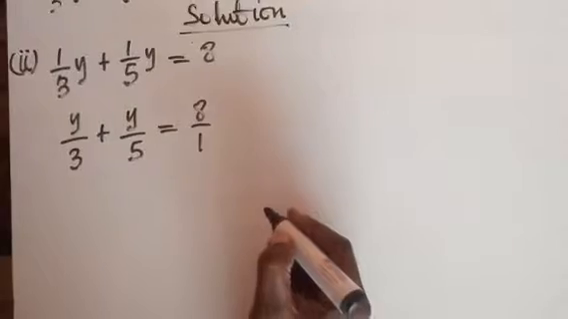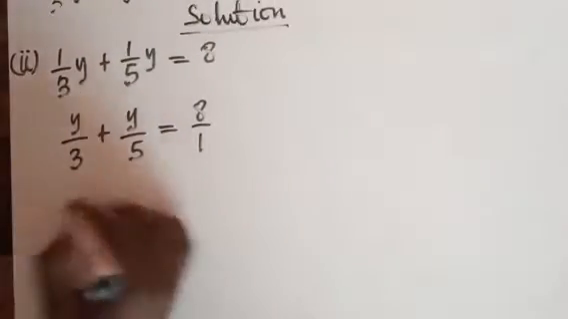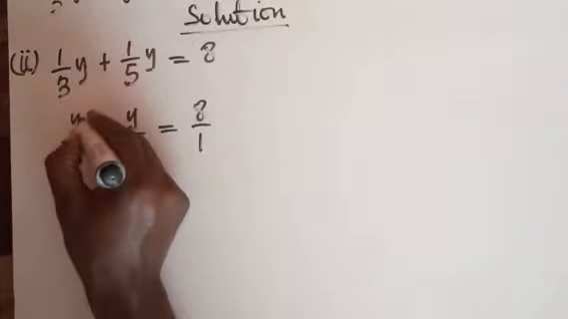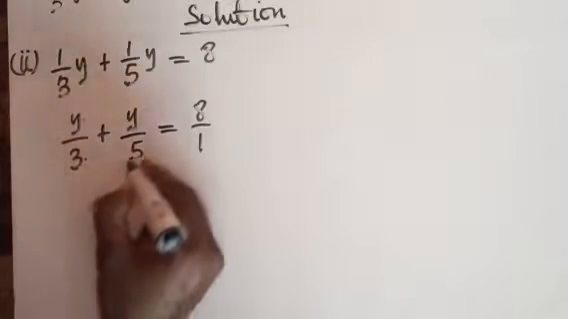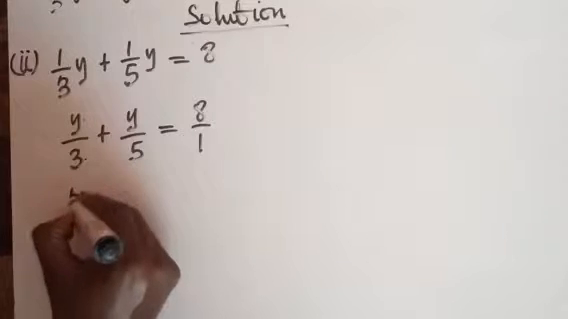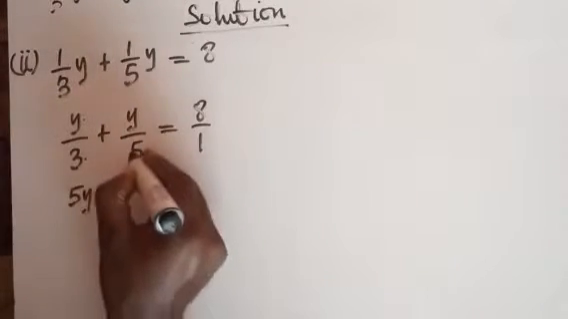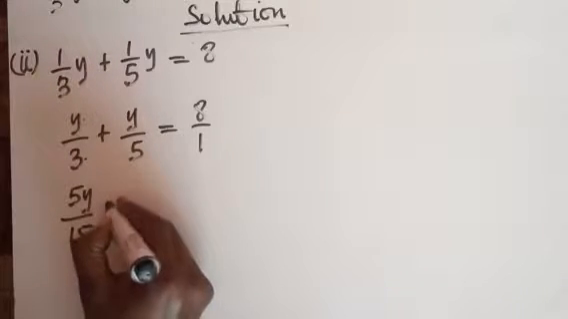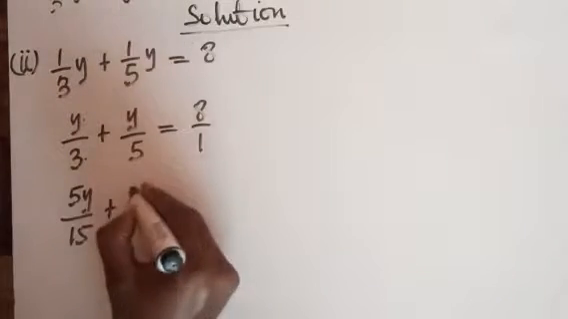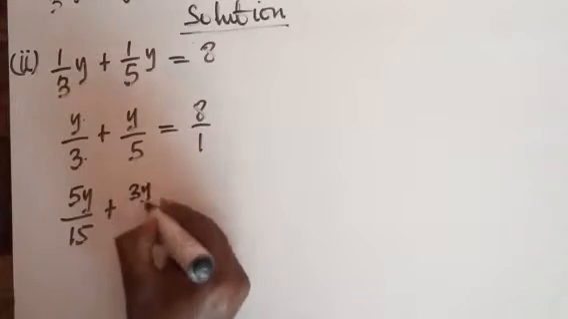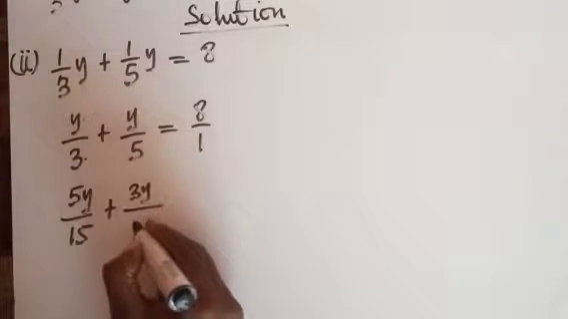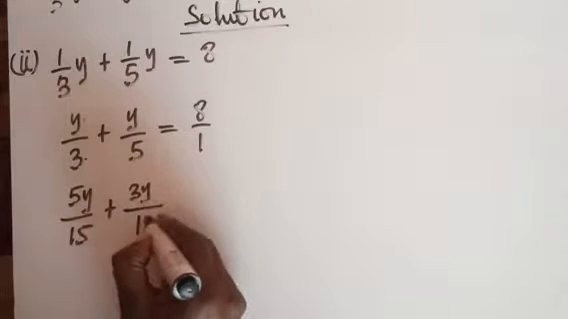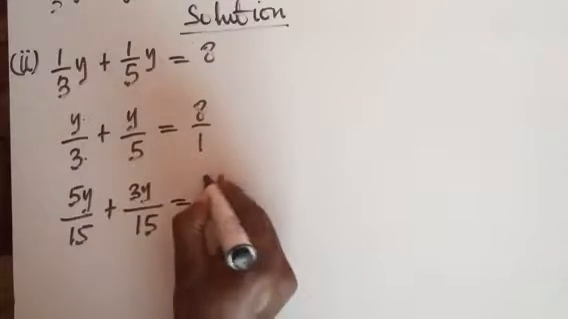As we did, we have to make sure that we write this as a single fraction. And how are we going to do that? Now we take this, we multiply it by the numerator and the denominator. So 5 times y will give me 5y. Then 5 times 3 will give me 15. Plus 3 will multiply y. I'm going to get 3y. 3 times 5 will give me 15, equals 8 over 1.